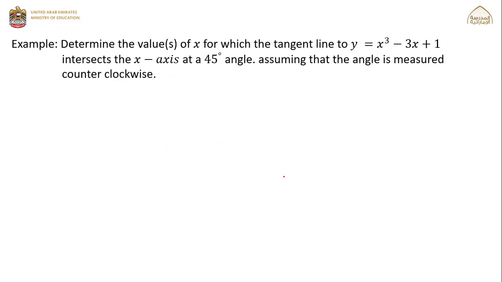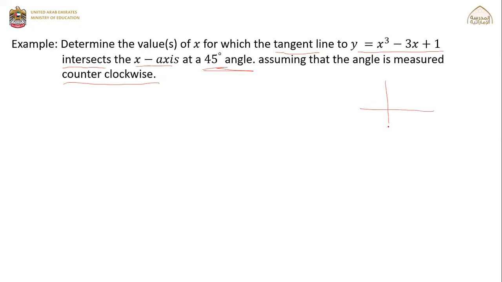Determine the values of x for which the tangent line to y equals x cubed minus 3x plus 1 intersects the x-axis at a 45 degree angle, assuming that the angle is measured counterclockwise. What's the meaning of that? Now, let me discuss with you the meaning of the angle measured counterclockwise.